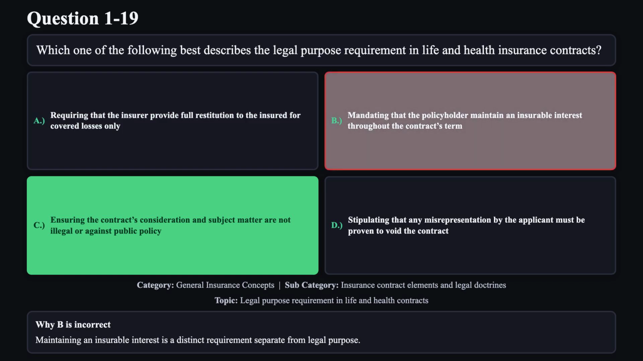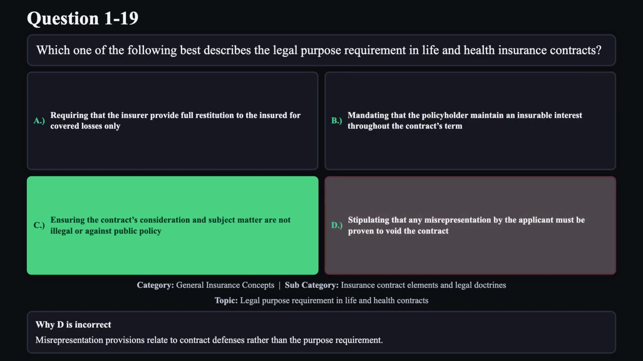Reason B is not correct. Maintaining an insurable interest is a distinct requirement separate from legal purpose. Reason D is not correct. Misrepresentation provisions relate to contract offenses rather than the purpose requirement.